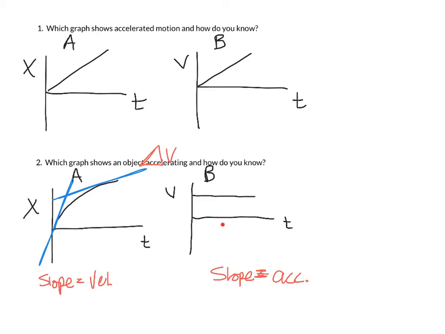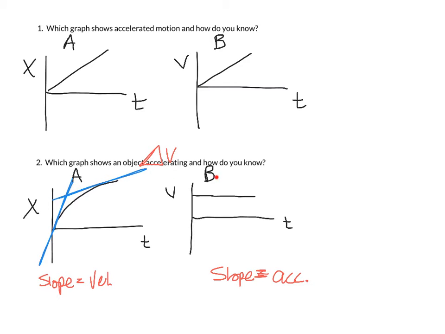Now we haven't looked at the B graph yet. This is showing an object with a velocity at whatever this value is, and it's not changing. It's staying the same value, not getting bigger or smaller. This is constant velocity. This has a slope of 0. There's no steepness here, and the slope is acceleration. No steepness means 0 slope and therefore 0 acceleration. This is not accelerating. This one is.